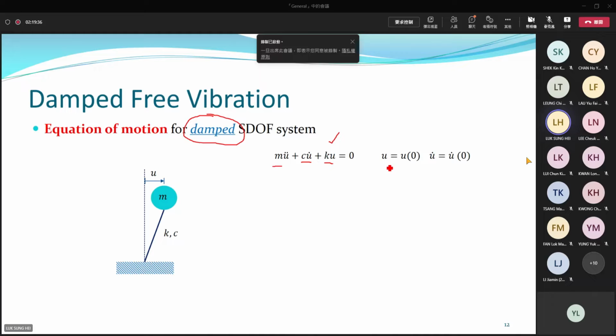Two initial conditions: initial displacement, initial velocity. Right here, you are asked to solve this equation, find out what U is equal to, just like the previous scenario. But this time we have damping.